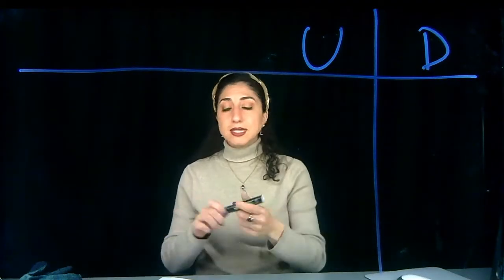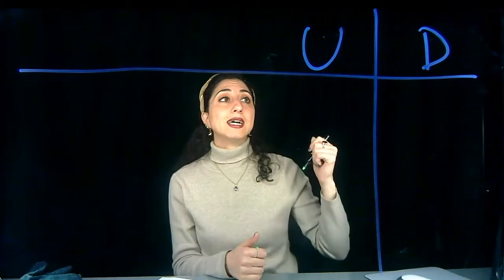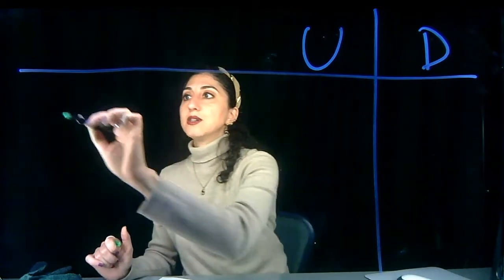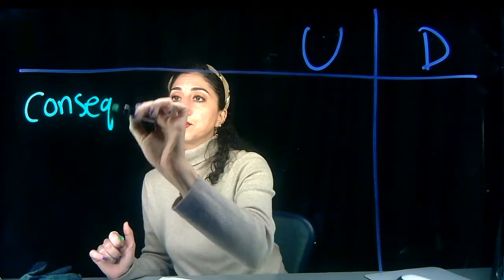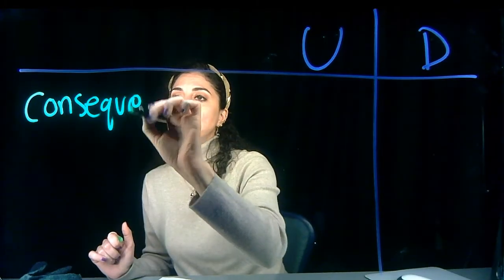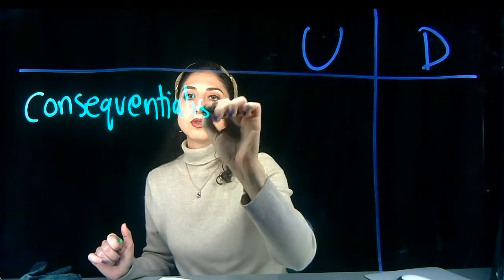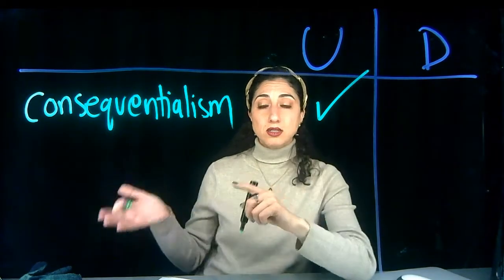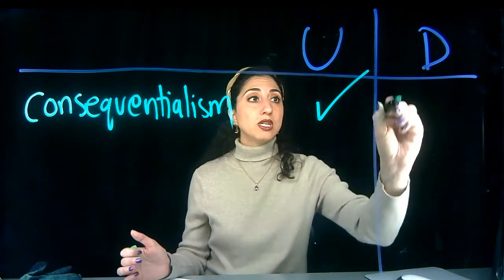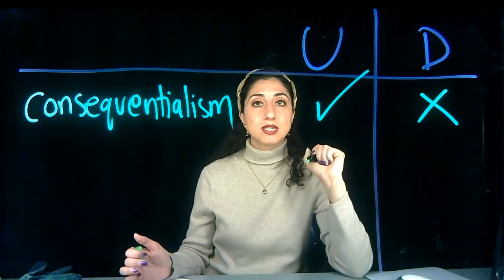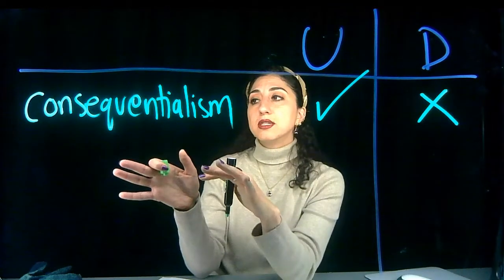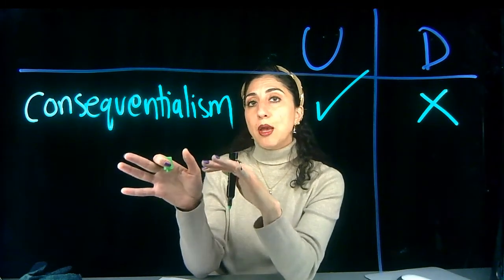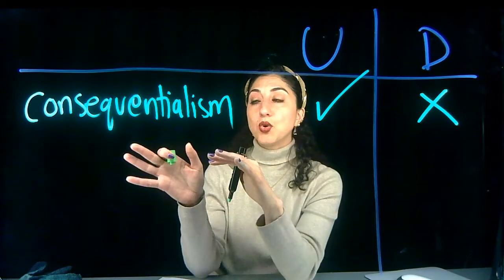I'm going to start by making a chart so that you can see the differences pretty clearly. U is going to stand for utilitarian, and D is going to stand for deontology. Here's one difference. Utilitarianism is a consequentialist theory. Deontology is not a consequentialist theory. Consequentialism is the idea that you should judge an action based on the consequences, based on what it produces.